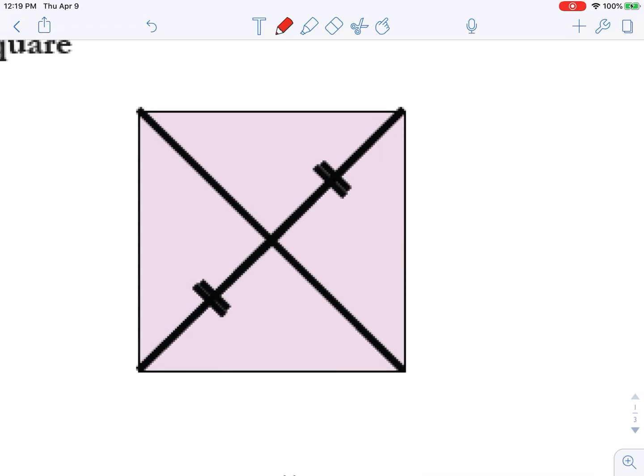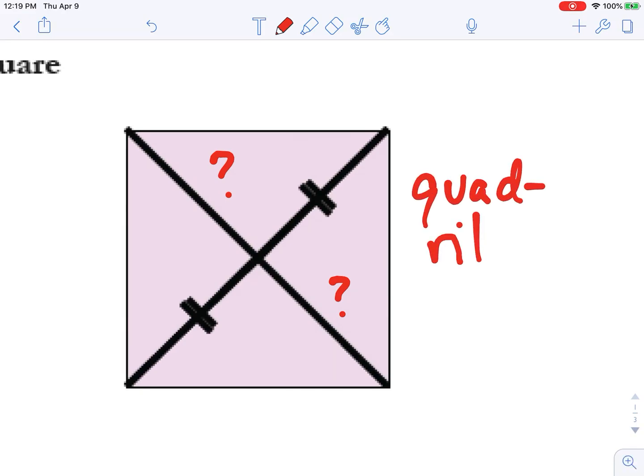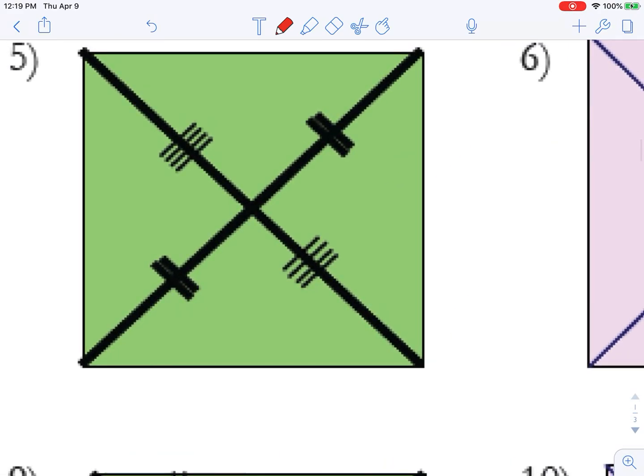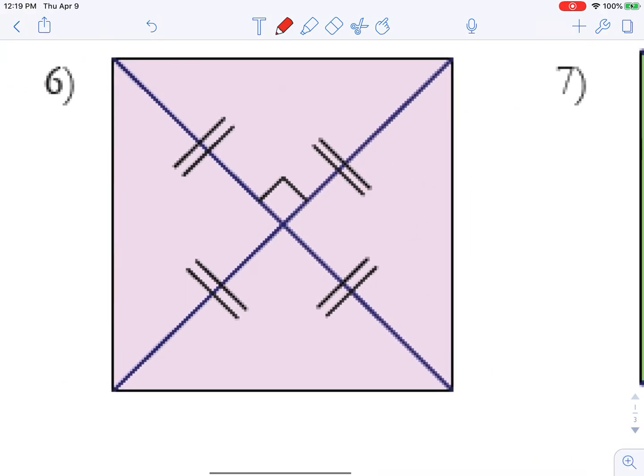Here we've got one diagonal is bisected, but we don't know anything about this other one. So because we don't have enough information, you have to say it's a quadrilateral, because they don't give us enough to say more. Next row, we've got diagonals are bisected. That's a parallelogram rule. Number 6, look how the diagonals are bisected.